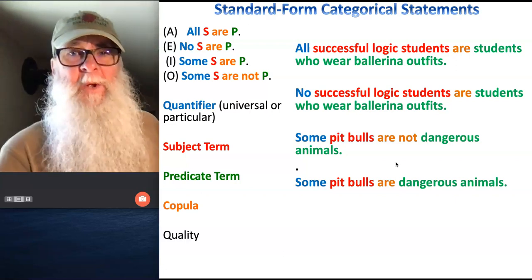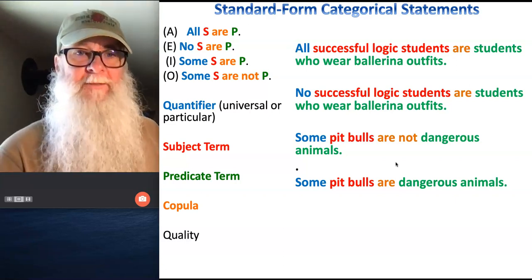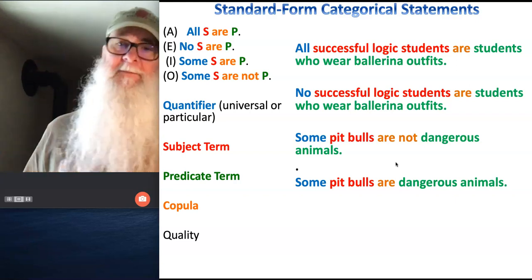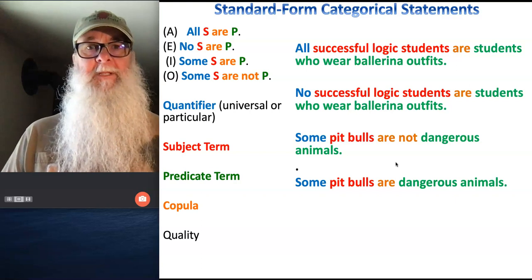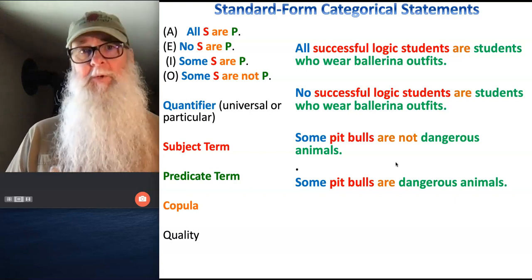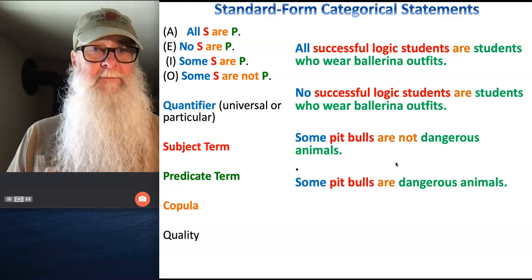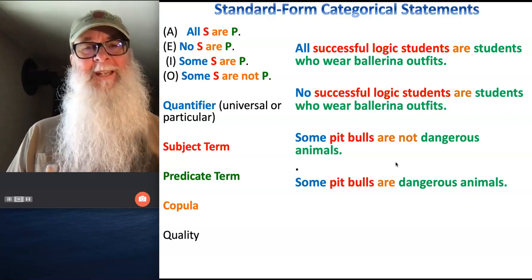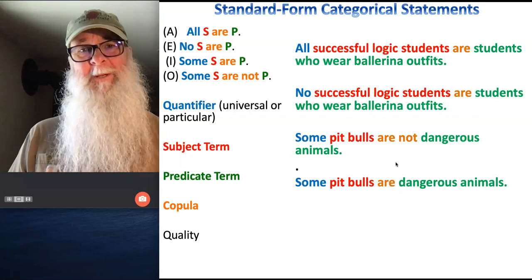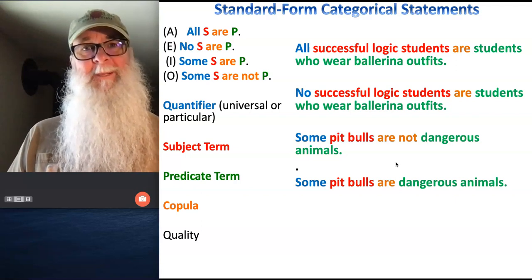And then finally, we have a quality. Okay, so we have a quality. Each one of these statements has one of two qualities. It's either affirmative or it's negative. Can you figure out which of these statements have the quality of being affirmative and which has the quality of being negative?